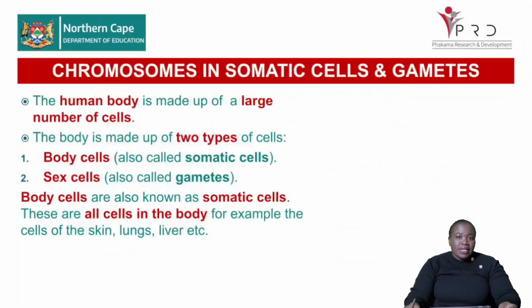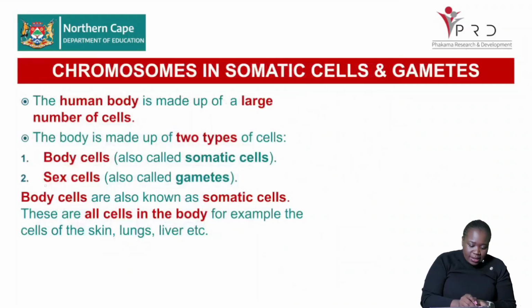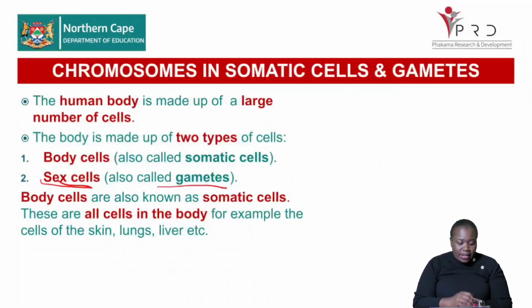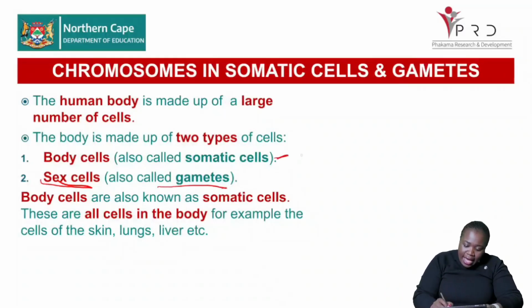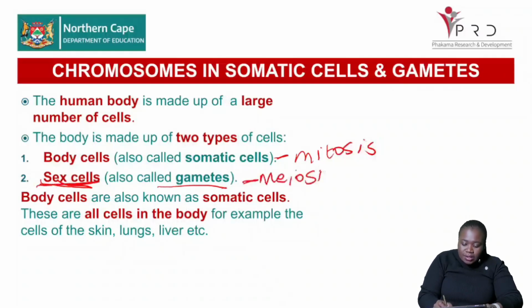Right, so as I said earlier, you should be able to know what kind of chromosomes we find in a somatic cell and what kind of chromosomes we find in gametes. By gametes, remember, we are referring to the sex cells. So sex cells are also called gametes, right? So we have somatic cells, which are our body cells. These body cells are found throughout the body, and they are as a result of mitosis. Remember, and then we have the sex cells, or these gametes, which are as a result of meiosis, which is what we are going to be looking at in today's lesson.